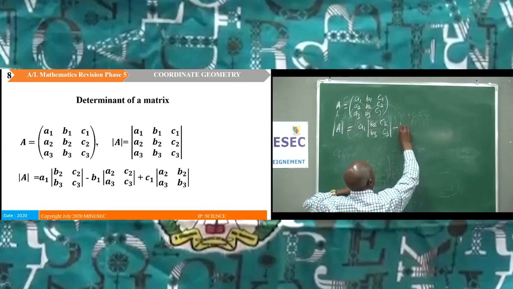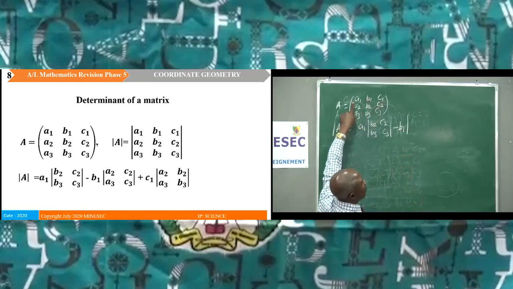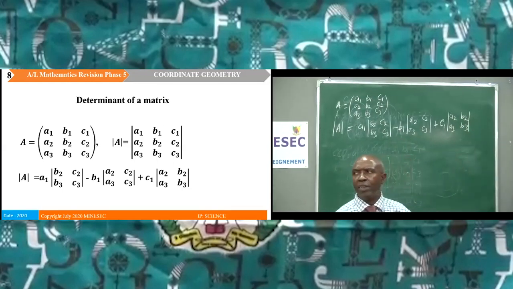Minus B1 times the determinant. This column is eliminated, this row is eliminated, and we are left with A2, C2, A3, C3. Plus C1 times the determinant. This column is eliminated, the first row is eliminated, and we are left with A2, B2, A3, B3. And that is how we obtain the determinant of a 3x3 matrix.